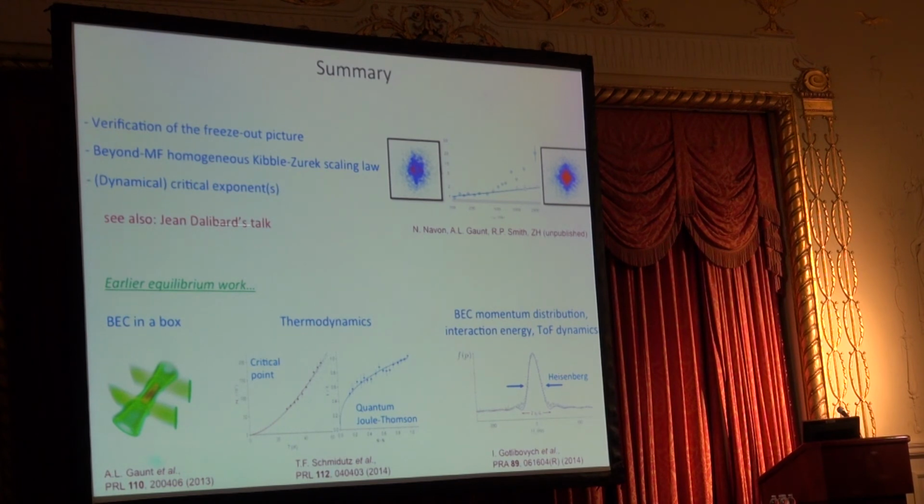And finally, I would like to point out, you should also see Jean's talk on Thursday, who's going to talk on similar physics and also some beyond mean field physics for a 2D system. And this is just a summary of our early equilibrium work that I ran through at the beginning of the talk. Thank you for your attention.